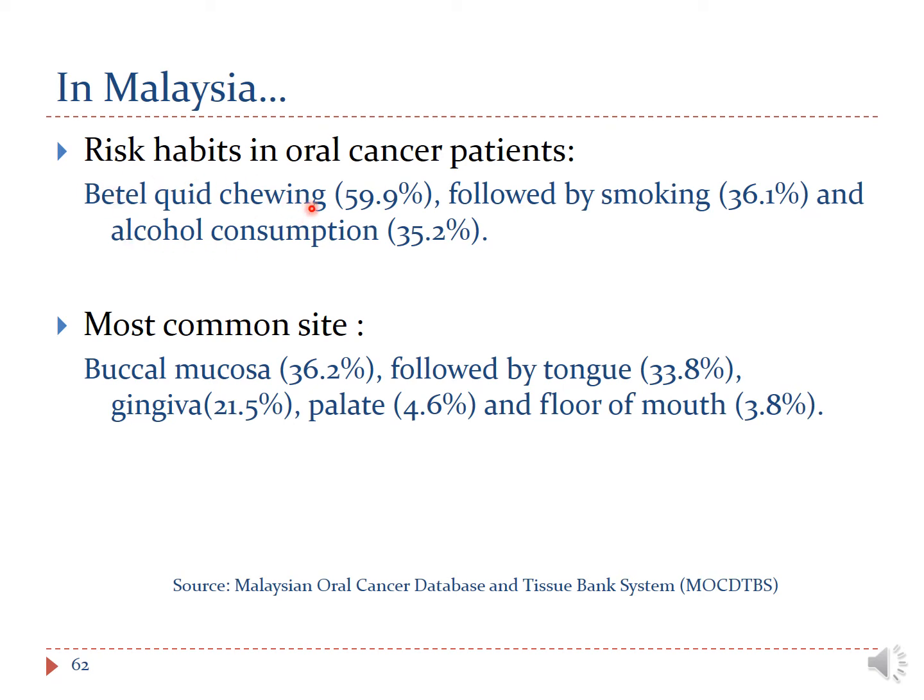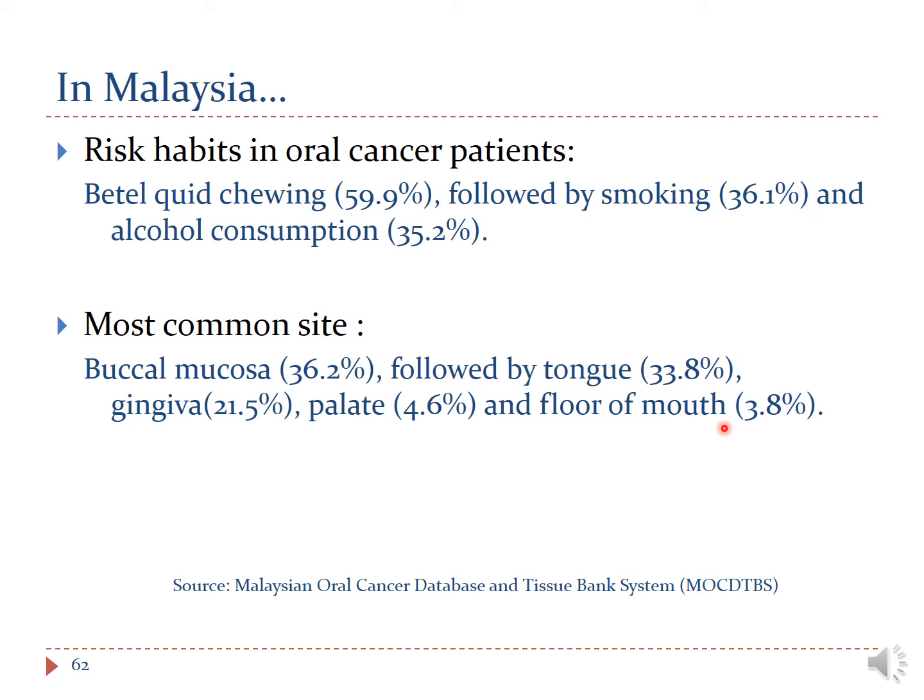Okay, and the risk habits in Malaysia for patients who develop oral cancer: number one, the highest is betel quid chewing, which is seen in 59.9% of the patients, followed by smoking 36.1% and alcohol consumption 35.2%. The most common site where oral potentially malignant disorders, or precursors of cancers, can be seen in Malaysia has been identified as buccal mucosa, 36.2%, followed by tongue, 33.8%, gingiva, 21.5%, the palate 4.6%, and the floor of the mouth 3.8%.